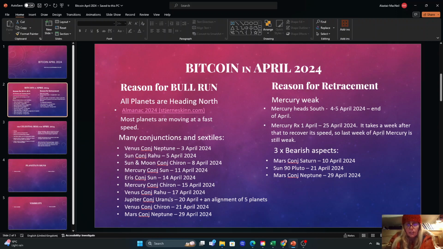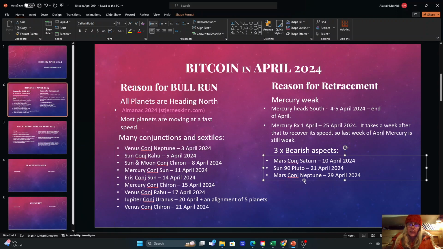Yesterday, I presented this presentation with tons of conjunctions. Yesterday, I presented 7 conjunctions, and today I found out 3 more. So now I've got 10 conjunctions in total, and conjunctions do tend to be bullish, except this one, Mars conjunction Neptune. That is a bearish conjunction. It gives us 67% red candle historically.